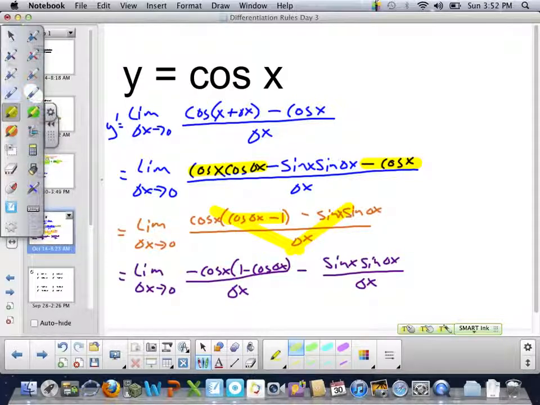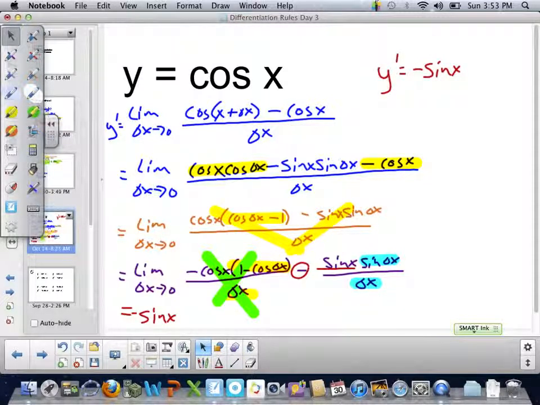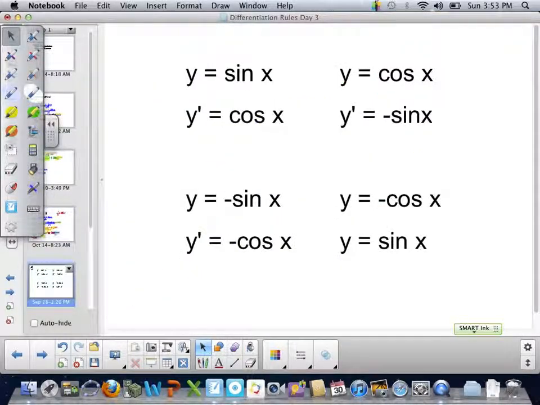Using our special trig limits, this is 0, so the full thing falls off. This is 1, so as delta x approaches 0, what's left is the negative sine of x. So the derivative of cosine is negative sine x. As we take a look at this, y equals sine x, therefore y prime equals cosine x.